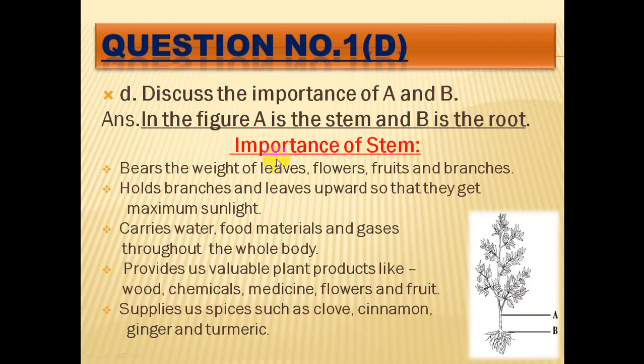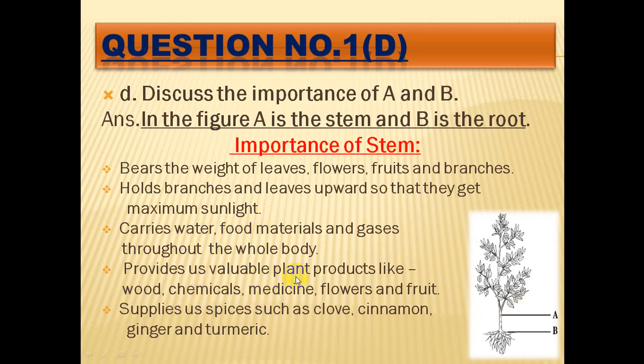You know, the importance of stem: it bears the weight of leaves, flowers, fruits and branches, and holds branches and leaves upward so that they get maximum sunlight. Without sunlight plants cannot produce their own food. So if plants want to produce their food, definitely they need sunlight. It also carries water, food, materials and gases throughout the whole body. The stem has different types of functions, so this is one of them.